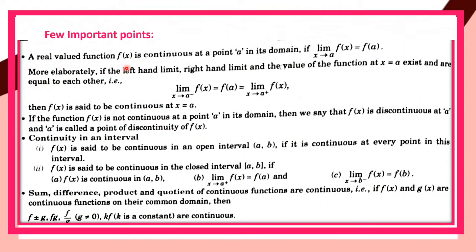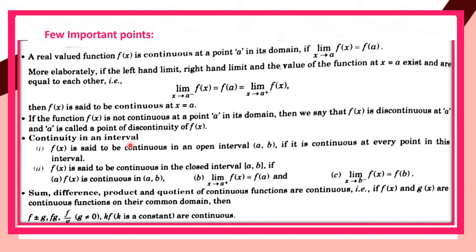A real valued function f(x) is continuous at a point a in its domain if limit x tends to a, f(x) equal to f(a). More elaborately, we can say that left hand limit is equal to right hand limit is equal to the value of function at that point. If the function f(x) is not continuous at a point a in its domain, we call it a discontinuous function, and that point is called the point of discontinuity.